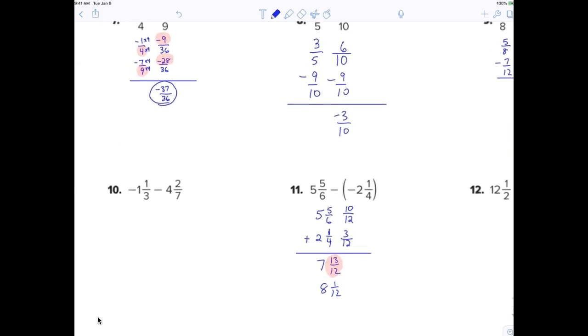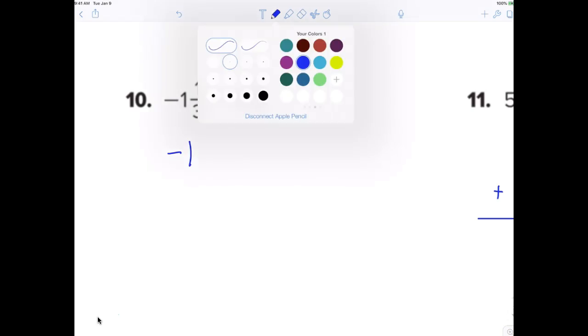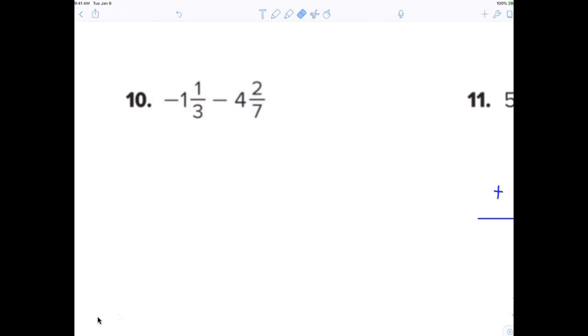Let's check out number 10. All right. Now, on number 10, I have -1 1/3 minus 4 2/7. Are we adding the fractions or are we subtracting the fractions? What are we doing? We are definitely adding. The reason why we're adding is because they're both negative. So now again, I'm going to write -1 1/3 minus 4 2/7. Now, are these numbers relatively prime? Are the denominators relatively prime?